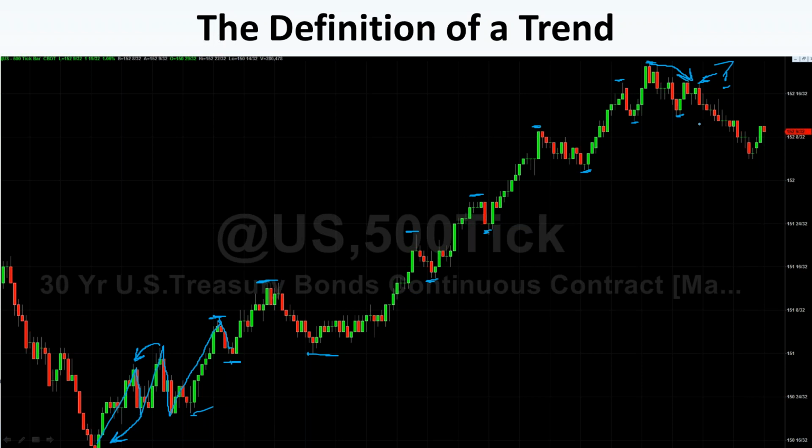When do we actually change the trend? We change the trend when you get both sides of the equation, both halves of the equation. That means we have to break through the previous pivot low. Now we have a lower low and a lower high. Now we're in a downtrend.